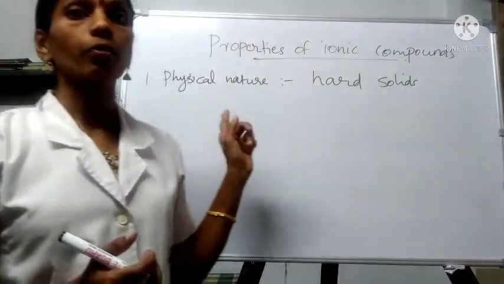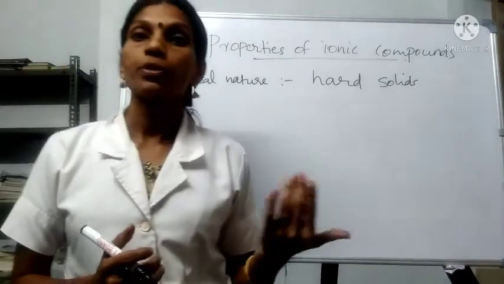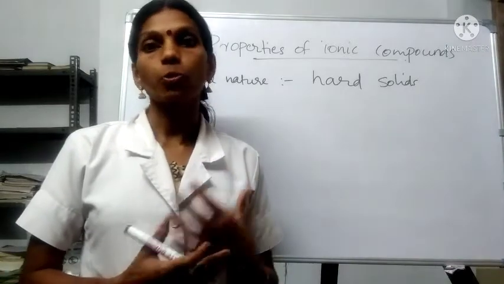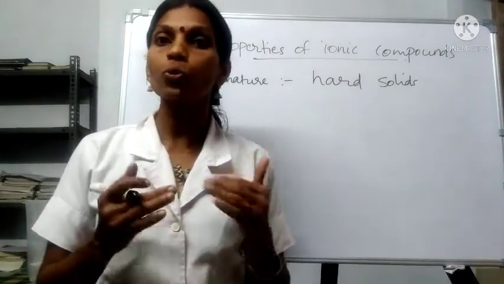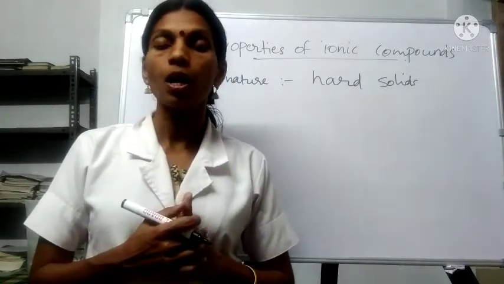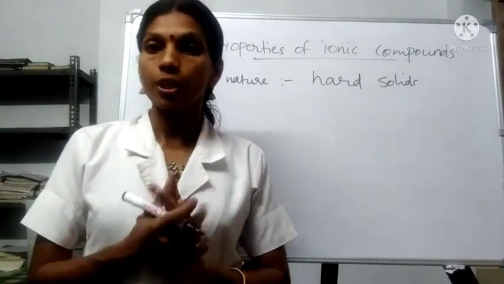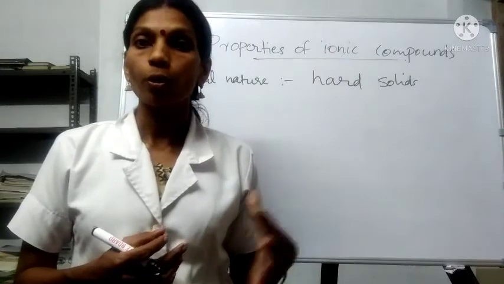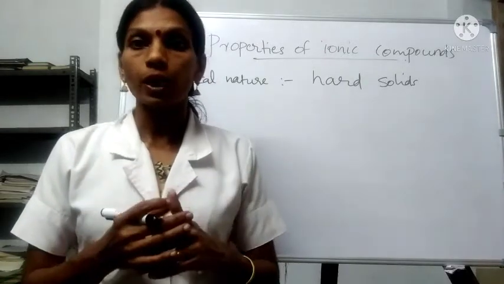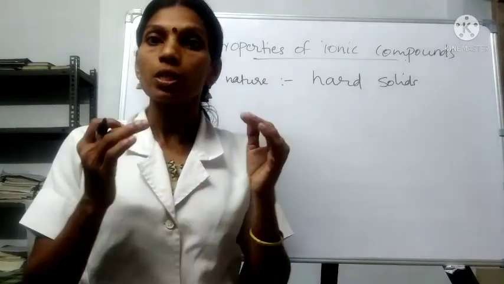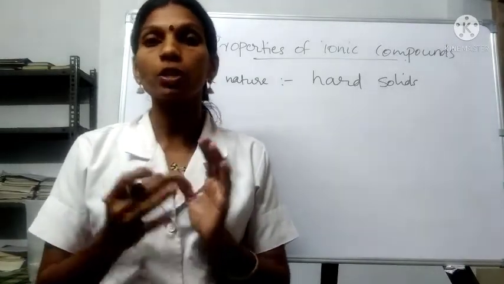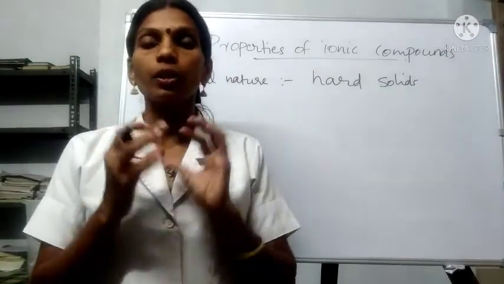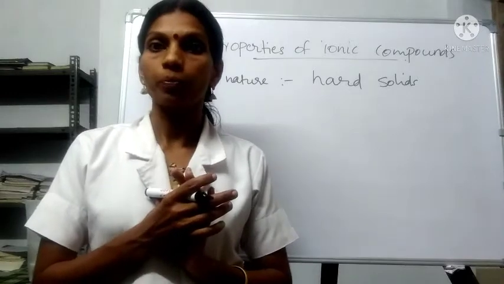First, we have to study about their physical nature. What do you mean by physical nature? Whether they are existing as solid, liquid or gas. Already we have studied that these ionic compounds are formed by the force of attraction between positive and negative ions, isn't it? And this force of attraction is known as electrostatic force of attraction, and it is a very strong force of attraction. So here in the case of ionic compounds, due to the strong force of attraction between this positive and negative ion, these ions are very closely packed without any space between them.